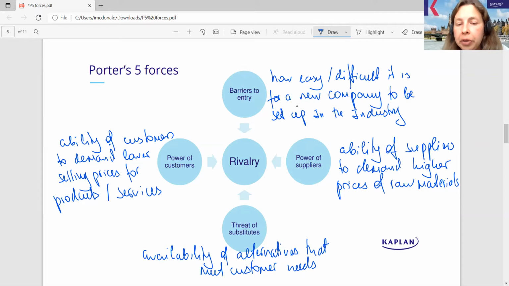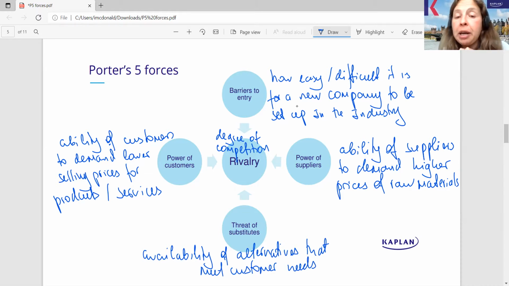Finally, rivalry. As the diagram suggests, all of the factors contribute towards rivalry, the degree of competition that the organization operating in that particular industry will experience. What Porter has concluded is that if you operate in a highly competitive industry, it will be harder for the organization to make a profit.